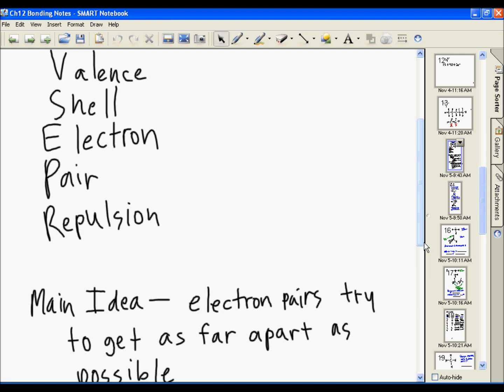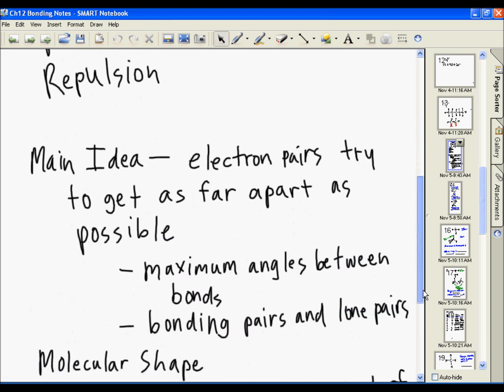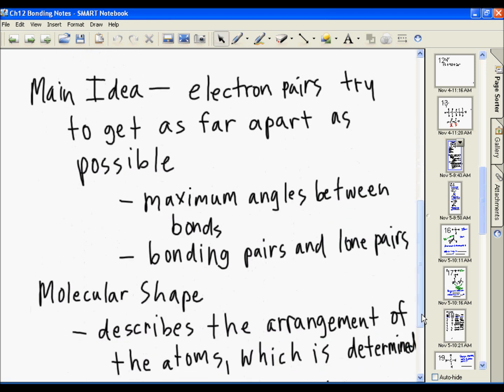So that's what the name says, the valence shell, and in this course I've been calling them orbitals. The shell is the older model of electron structure. So we're dealing with the valence orbital electrons, and the theory is that the pairs repel each other, and they try to get as far apart from each other as they possibly can. Which is what I say here.